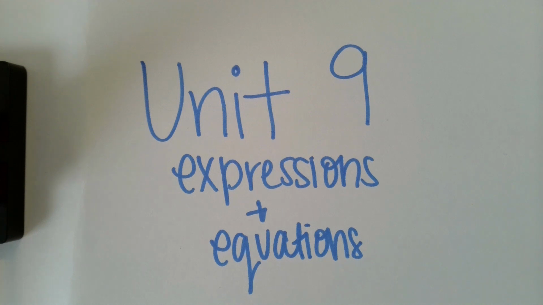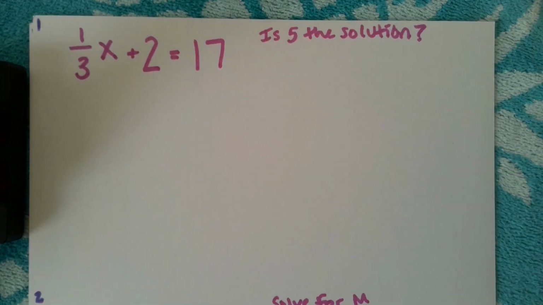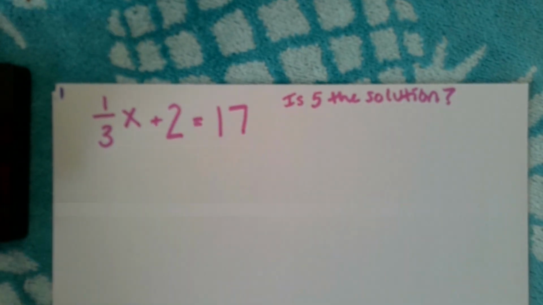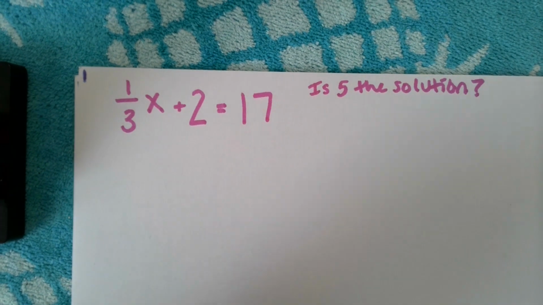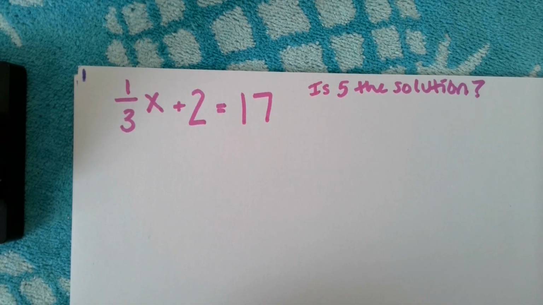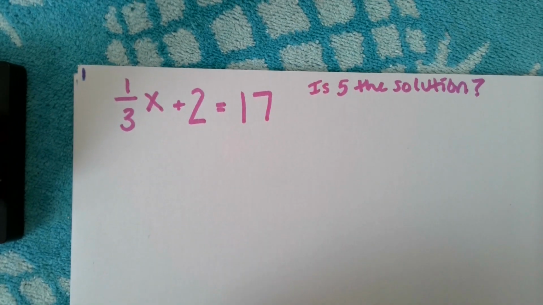All right, Unit 9, expressions and equations. I'm going to go over about 6 problems on how to do them. Our first problem is 1/3 x plus 2 equals 17. The question on Jeopardy asked, is 5 the solution? So let's go ahead and start solving to figure out what x is.